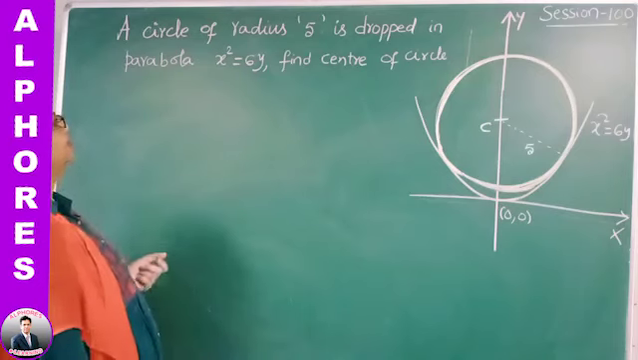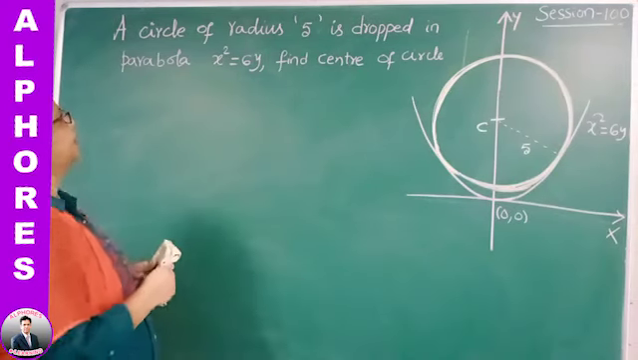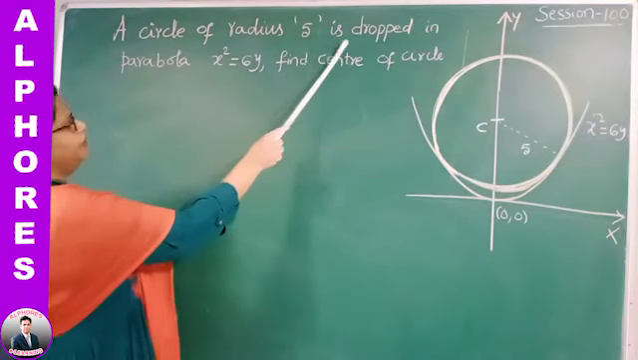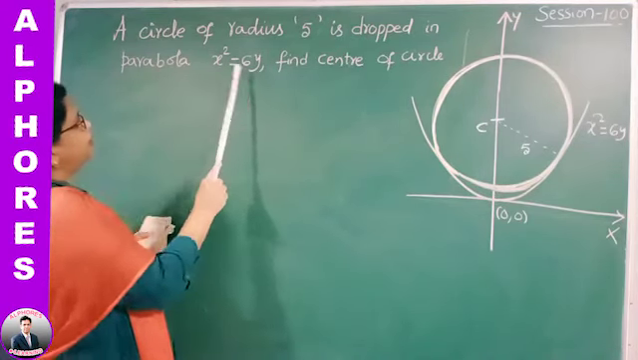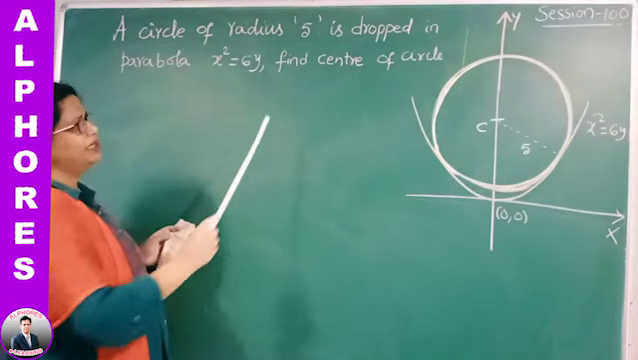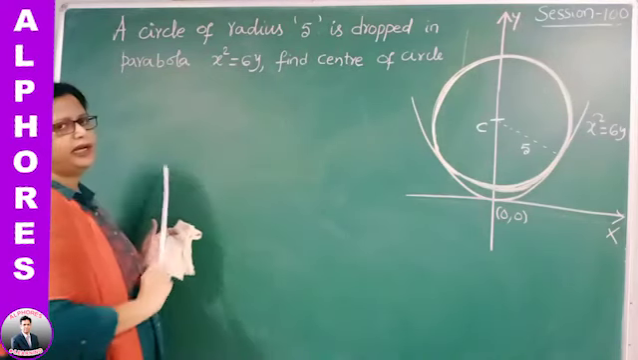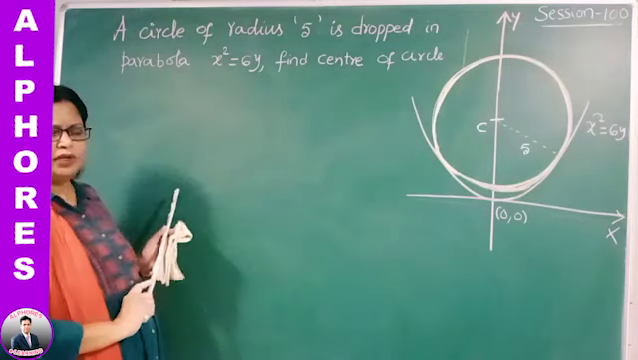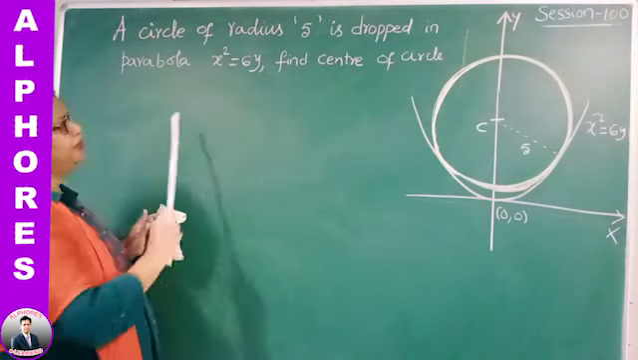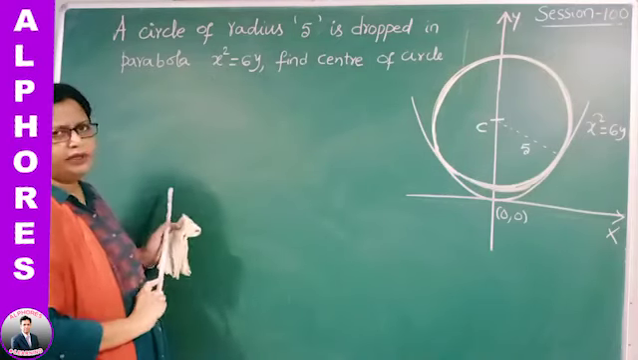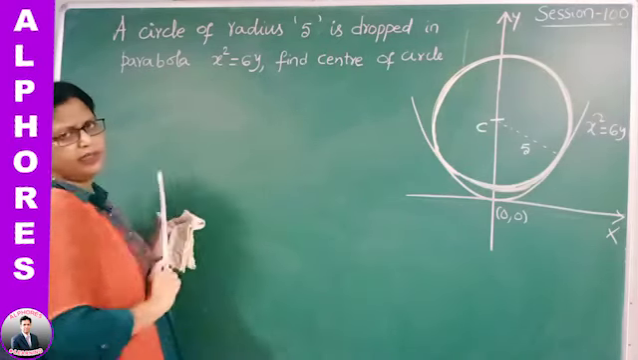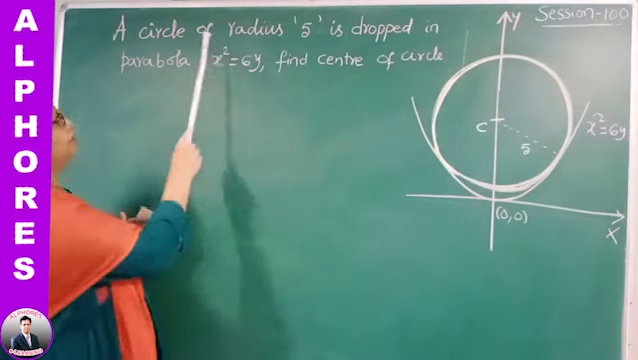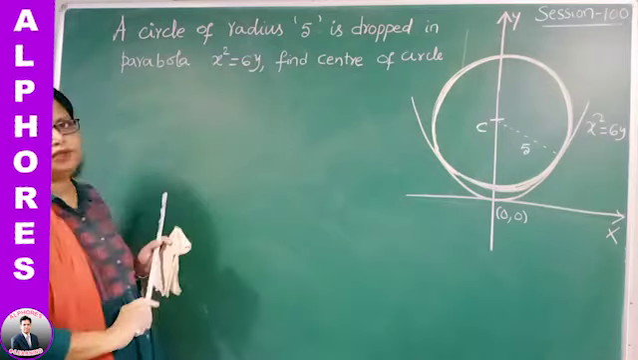Now let's observe, students, the other problem. A circle of radius 5 units is dropped in the parabola x square is 6y. It is exactly dropped in a parabola. And how is this parabola, students? It is symmetric about the y-axis. So when you drop it exactly, then this is the case of the circle. And now they are asking to find the center of the circle when the radius of the circle is 5 units.